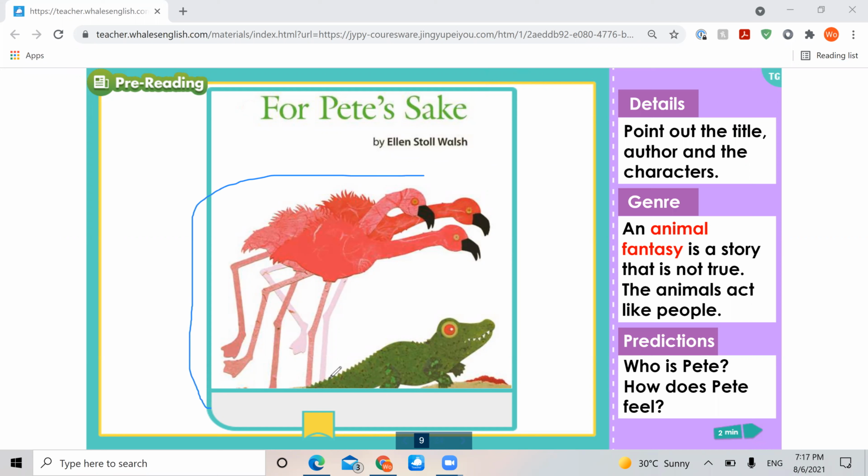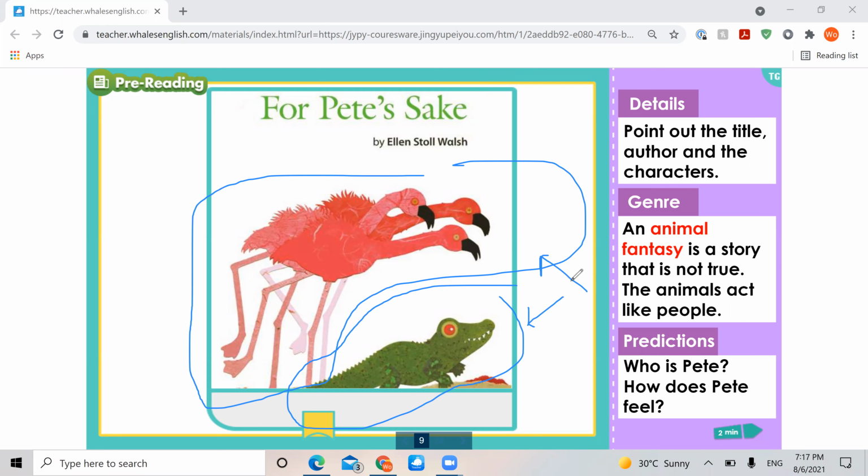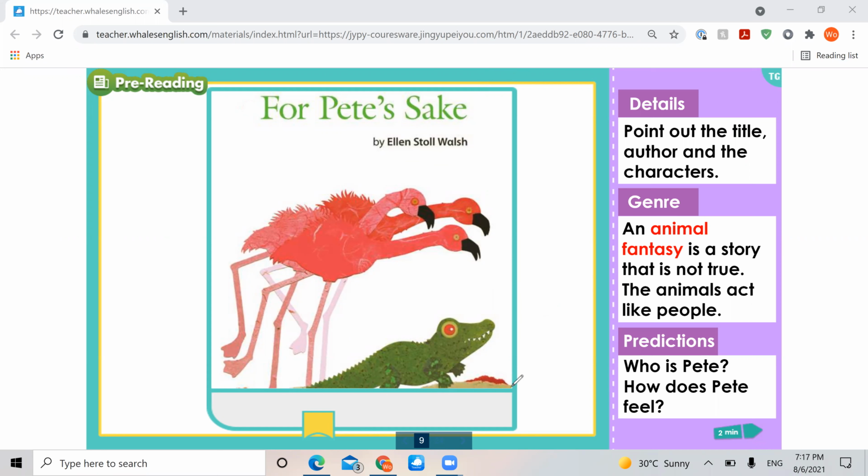What do you see on the cover of today's story? That's correct. Flamingos and an alligator. Do you think these two animals are similar or are they different? That's right. Who do you think is Pete? Let's see if your prediction is correct.